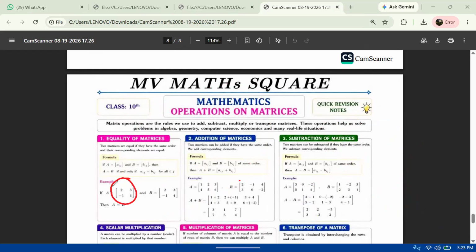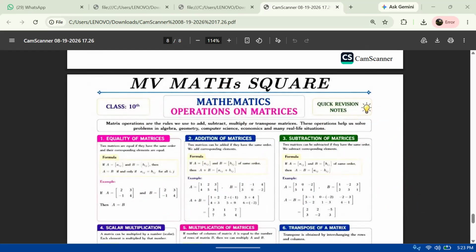This matrix has this R1 row and this R2 row. So we have two rows, and this is the C1 column and this is the C2 column. So we have two rows and two columns. So it's a square matrix. The other type of matrix is rectangular, in which the rows and columns are not equal.